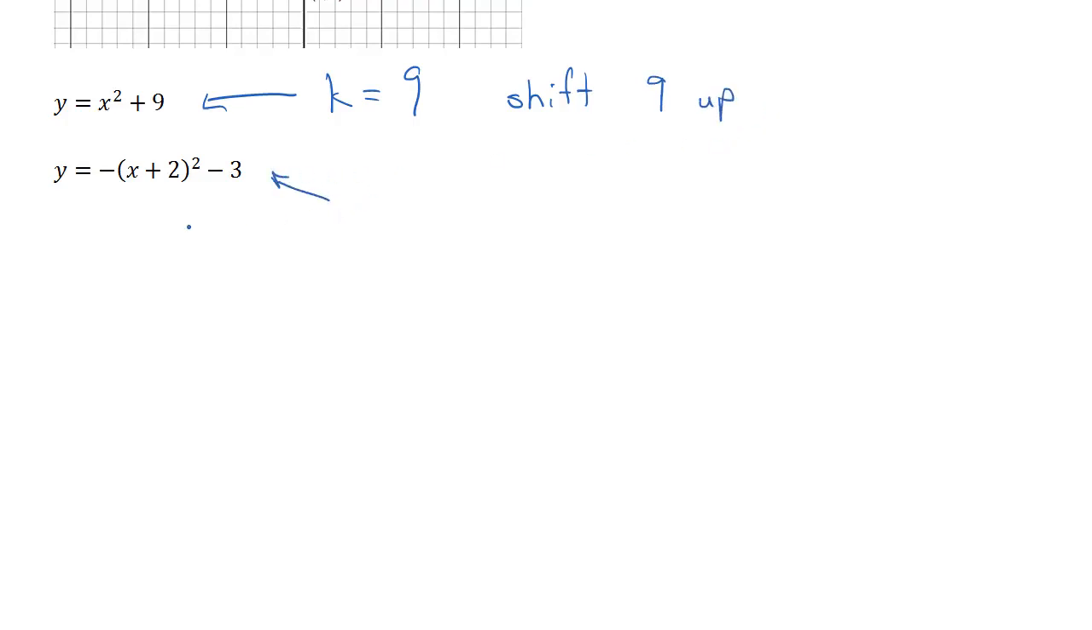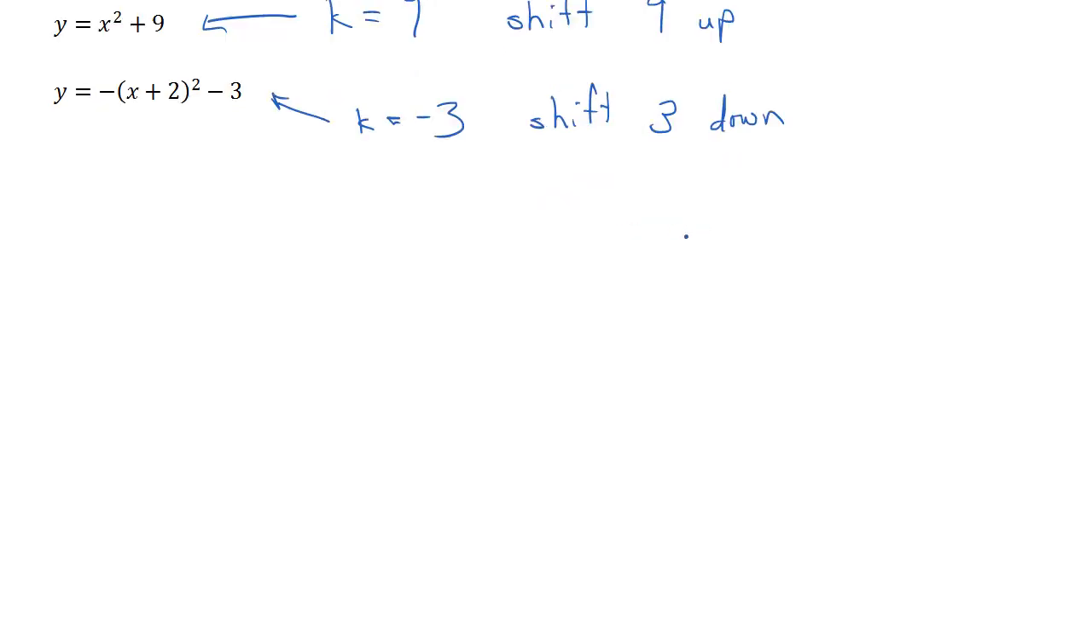Okay, we've got this one. What's the value of k here? Well, k is -3. Again, it's the number that's after the squared. It's the number on the end. And if k is -3, we're shifting our parabola 3 down. So the shape hasn't changed at all. We're just shifting every single point 3 downward.